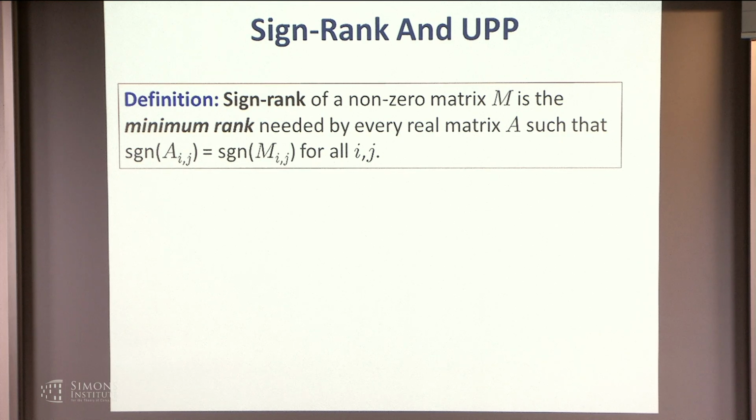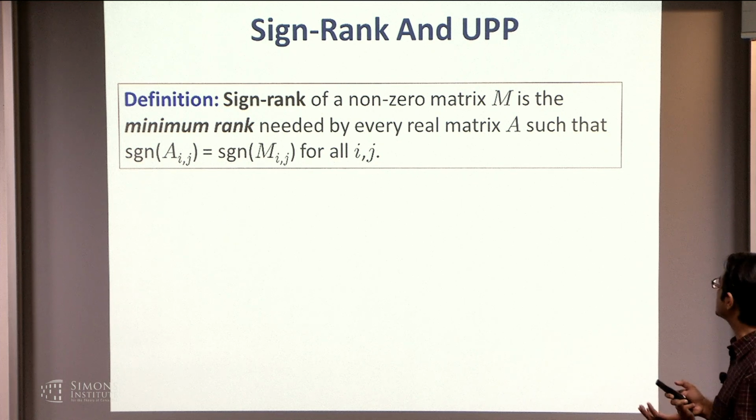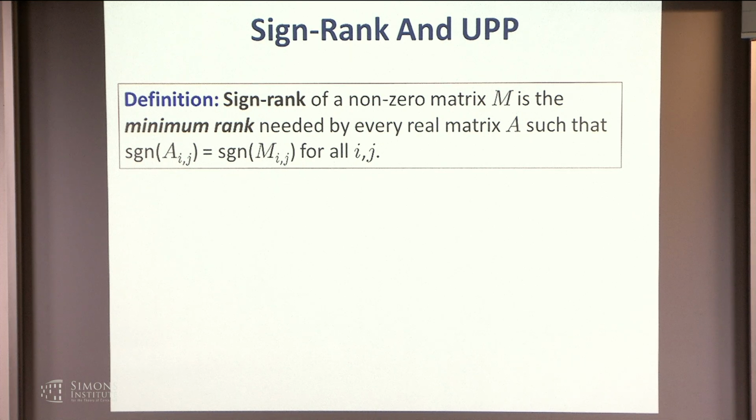So what's the definition of sign rank? If I take any non-zero matrix M, it's the minimum rank needed by a real matrix to represent it in a sign honoring way, meaning every entry of my new matrix A in sign must be exactly the same as the sign of Mij. The smallest rank of such a matrix A is called the sign rank. It's kind of a rigidity notion, except that normally when you consider matrix rigidity, you only allow perturbations at a few places, and those perturbations need not be sign honoring. Here you're allowed to perturb at every point, but you have to maintain the sign.